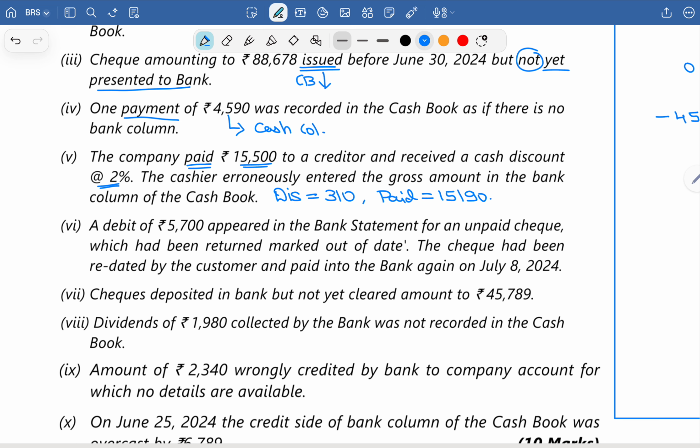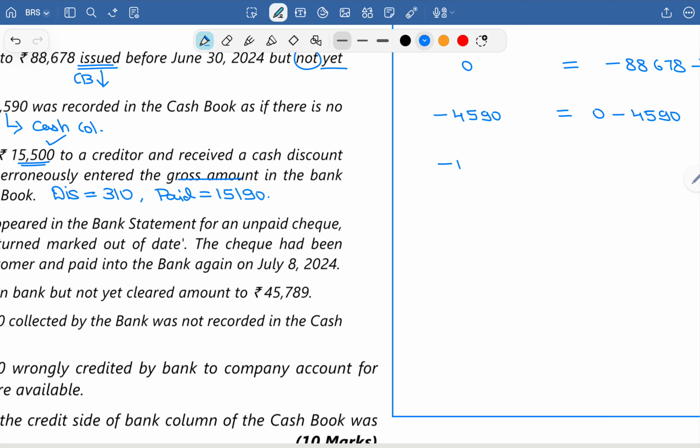15,190. So this is the transaction. Next, the cashier erroneously entered the gross amount. Gross amount means 15,500 in the bank column of the cash book. So when we make the payment, the balance will decrease. So how much have we paid?